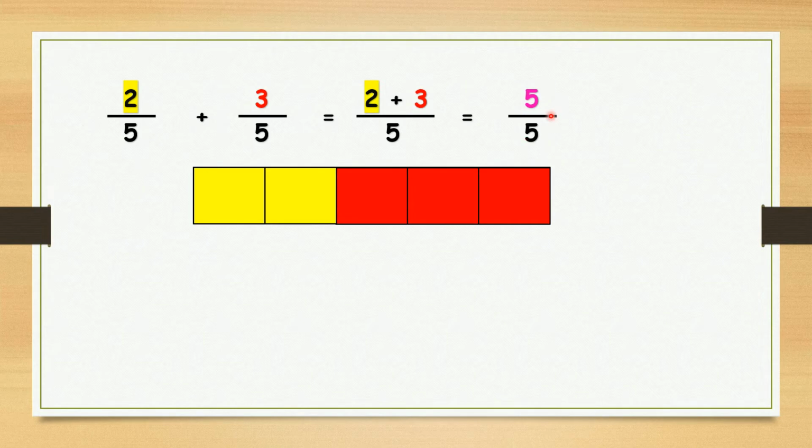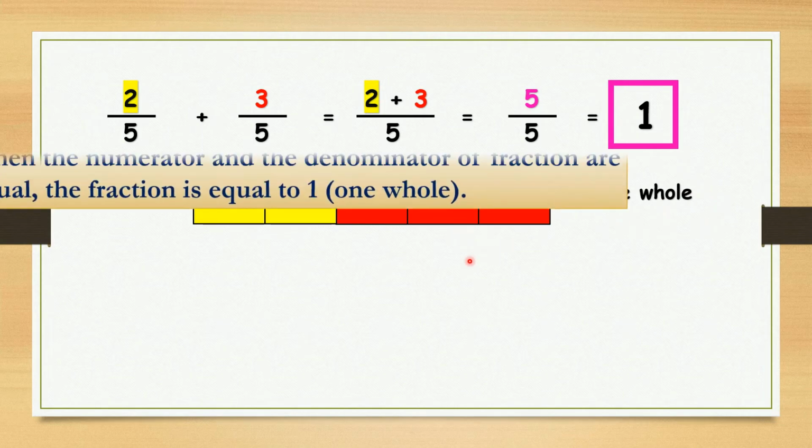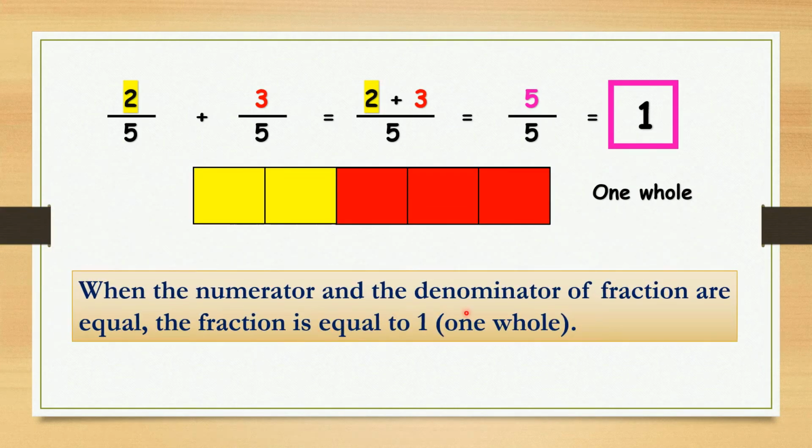And 5 over 5 is in fact equal to the whole unit, equal to 1. So 5 over 5 is equal to 1, and we box the answer. It's 1 whole. When the numerator and the denominator of a fraction are equal, the fraction is equal to 1 whole. In this example, the numerator and denominator are both 5. 5 over 5 is the same as 5 divided by 5, and when you divide a number by itself, it's equal to 1.